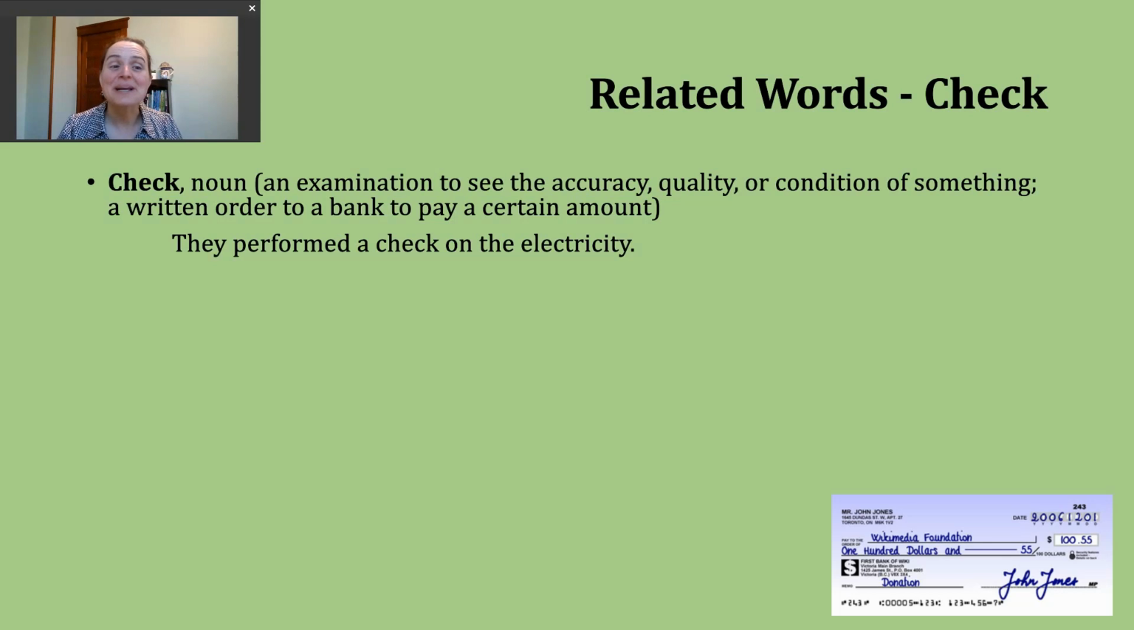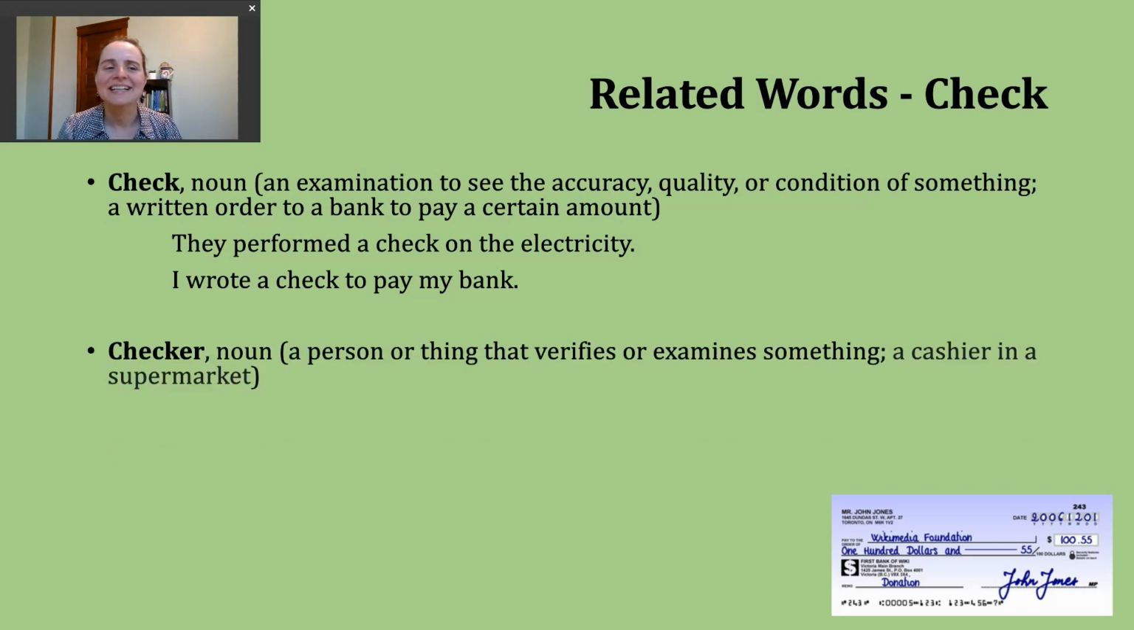Now, a second way you hear the noun check used is to refer to a written order to pay a bank a certain amount of money. And I've got a picture in the bottom right corner of the screen here, showing you an example of a check. You might hear somebody say something like, I wrote a check to pay my bank. Right? So maybe there's some additional fees, a particular service they've provided me. We can see an example of what that looks like.